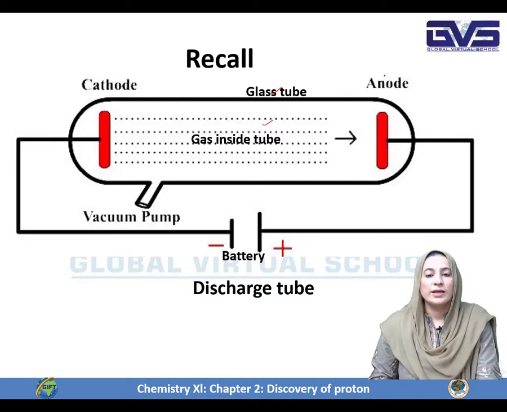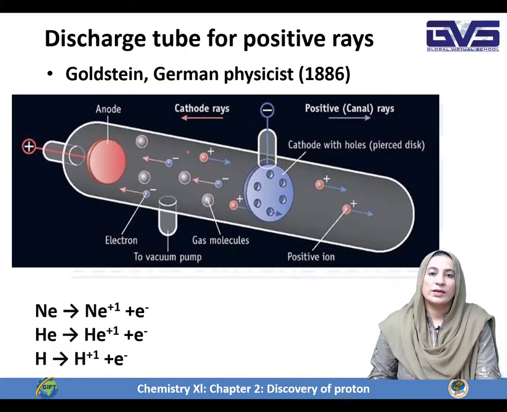Two electrodes, anode and cathode, are attached to a high voltage battery, and a vacuum pump adjusts the pressure inside the tube. Students, this was discovered by a German physicist, Goldstein, in 1886.